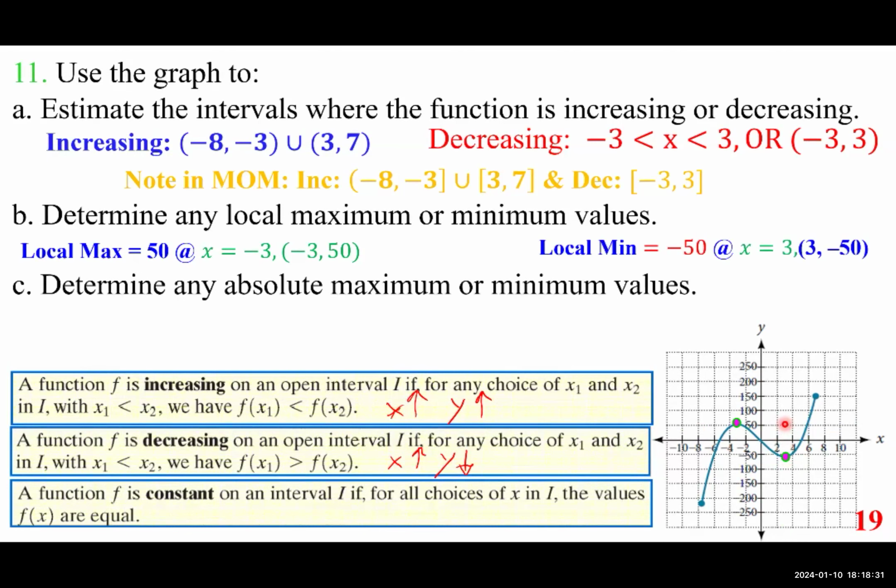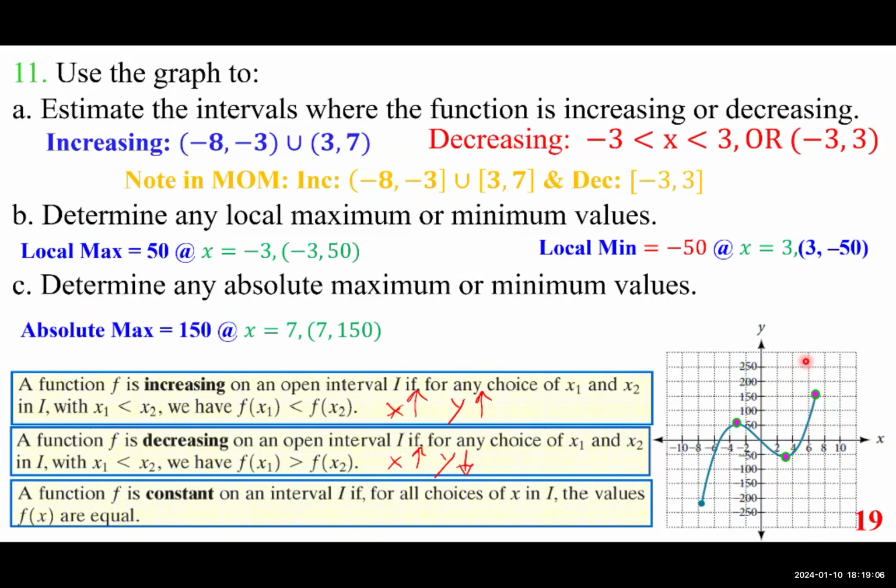Determine any absolute max or minimum value. Because it stops here, if it continued indefinitely, there would be no absolute max. If this continues indefinitely, there is no absolute. But it stops here. So the absolute max is this value, 150. At what point? Roughly 7. Okay, if you read, let's say 7, I don't know, 6.9, I have no problem with that. So that would be the absolute max.